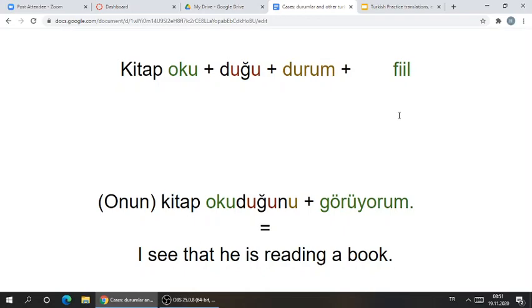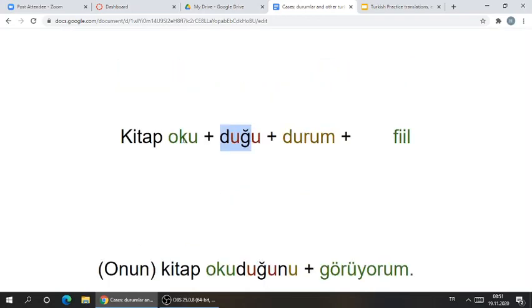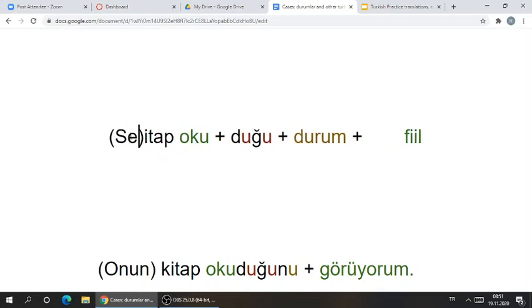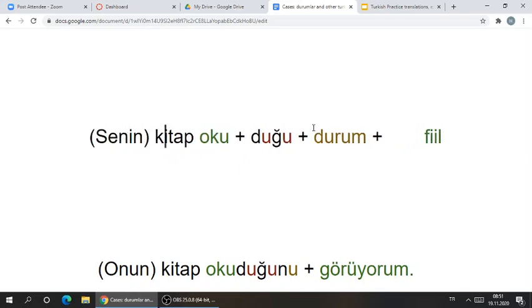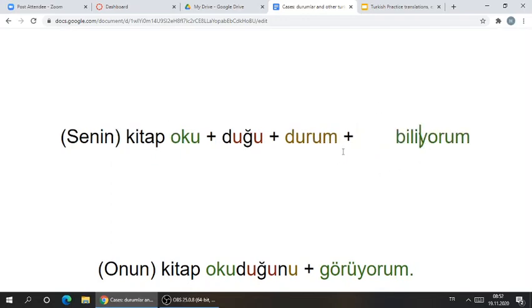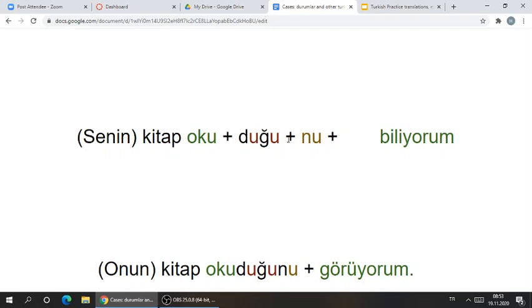So just like above, kitap okuduğu, you have duk, and then you have the possession. Maybe it's sen. I see that you are reading a book. Then whatever case this verb likes, you need to put it here. So that's why durum or case is written here. So here we would put nu. So senin kitap okuduğunu biliyorum.